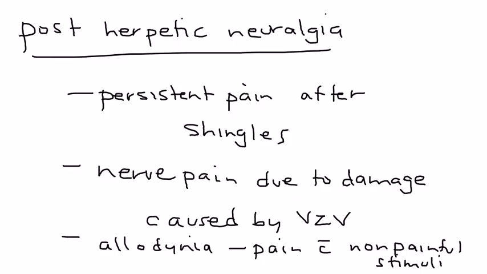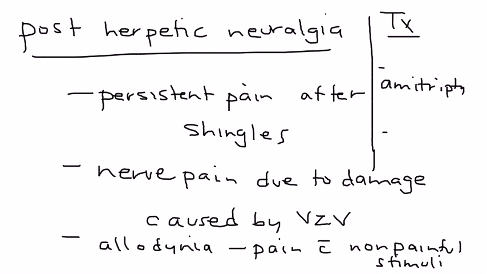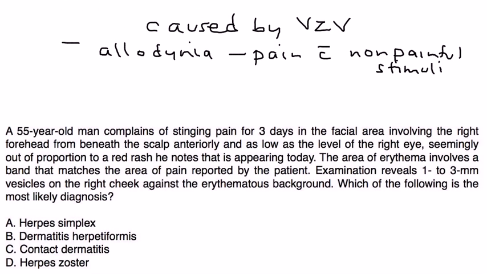This is obviously very troublesome, and the treatment involves giving certain medications. One of the most helpful medications is an antidepressant, interestingly, known as amitriptyline. And then another medication that's used with benefit is gabapentin. So those two medications have been used to treat postherpetic neuralgia. Now let's take a look at some clinical vignettes.